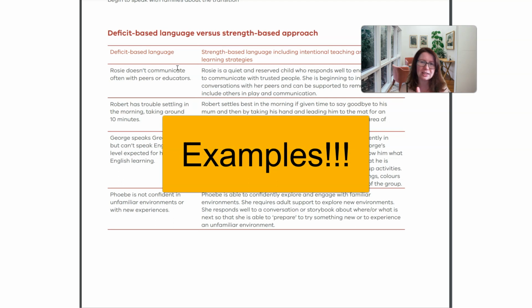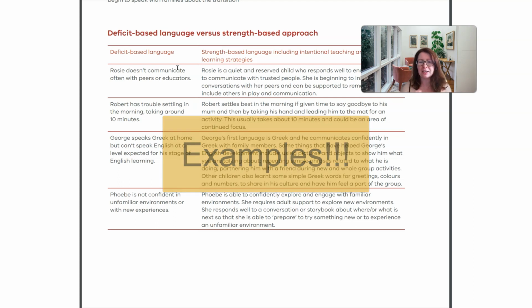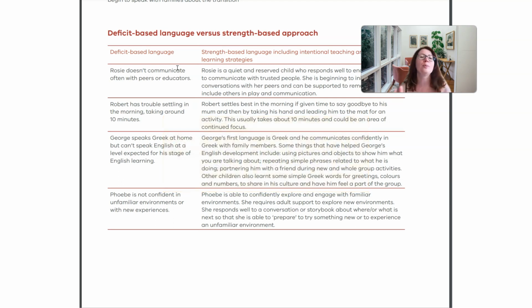So pay attention to this. If you will only read this table in this particular resource, I encourage you to do so, because you can see what deficit-based observation looks like. Rosie doesn't communicate often with peers and educators. So let's say you have nonverbal Rosie and she doesn't like to talk, or she is not able to, or she just came to Australia. Remember, I mentioned a child like that.